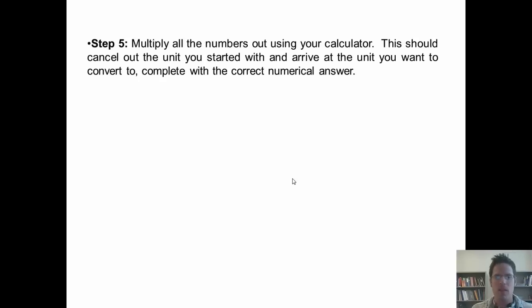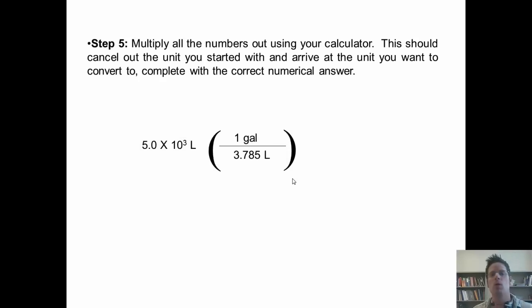Step 5. Now that I have this all written out, I'm going to multiply it through using my calculator. If I've set it up correctly, all my units should cancel out and leave me the units that I want to convert to. You'll notice that liters cancel out liters in the denominator, and as I multiply this through with my calculator, I end up getting 1.3 times 10 to the third gallons.